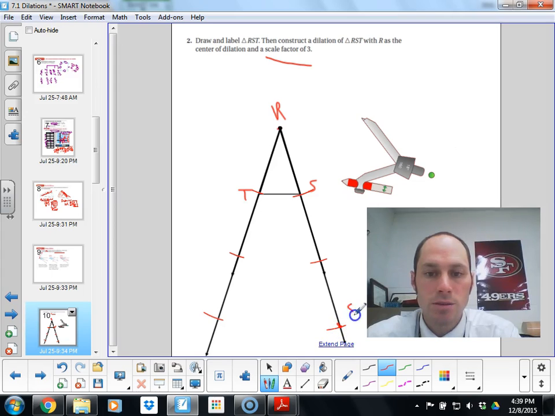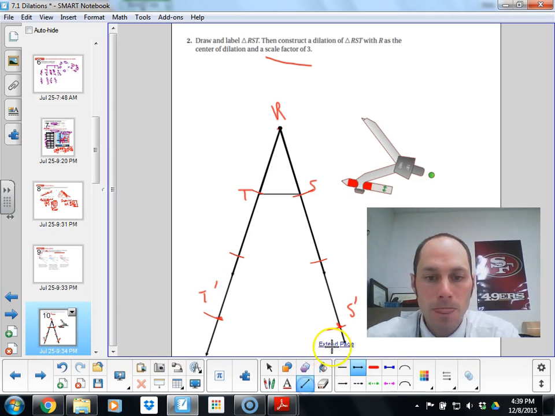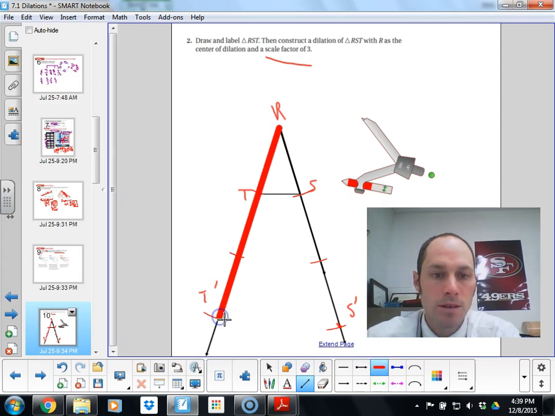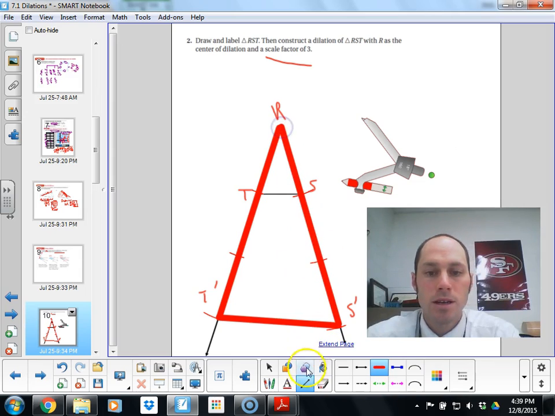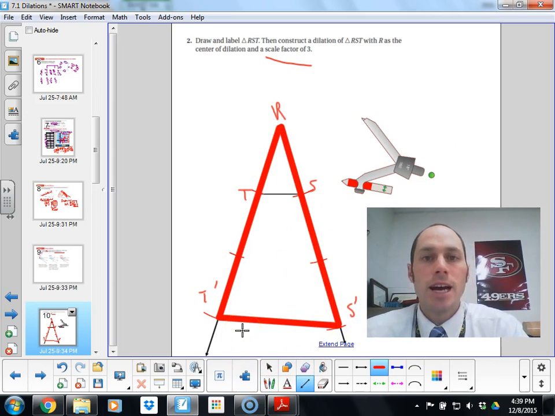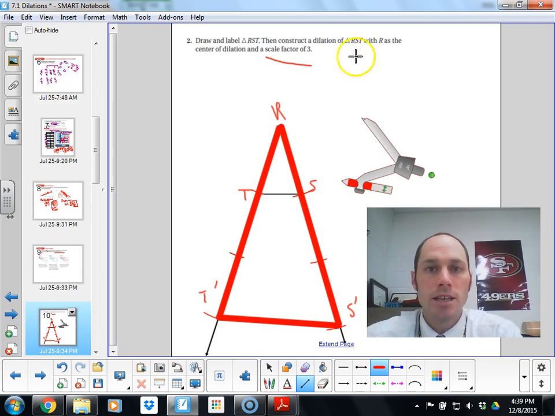So this is point S prime. This would be T prime. So then now if we connect those lines, so R to T prime to S prime, and R back there. There's our dilation of triangle RST with scale factor of 3.